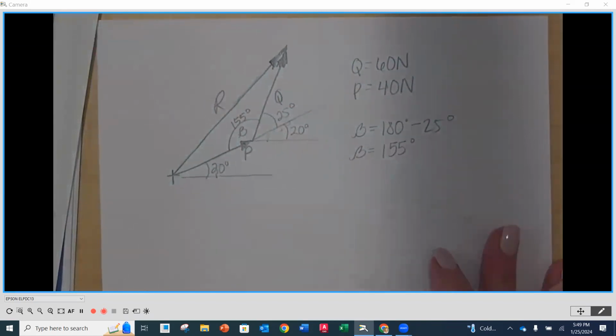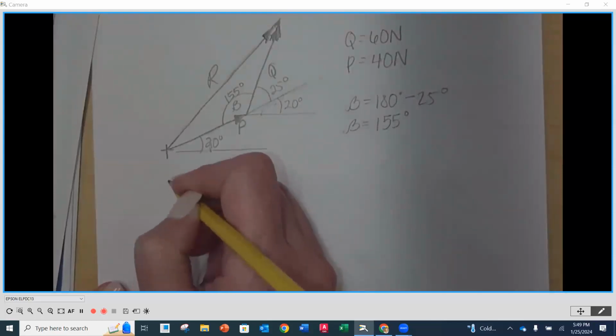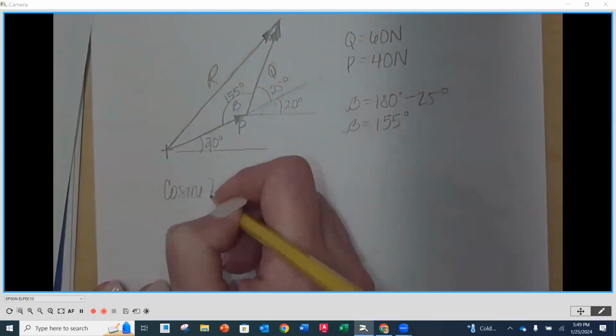So write out the law of cosines for me using what we have here, our P's, our Q's, our R's, and our angle. Go ahead and write it out before we go too far. I want to see if you kind of remember. If you don't remember, it's okay. I'm going to do it in just a second. So yeah, we want to use our cosine law.